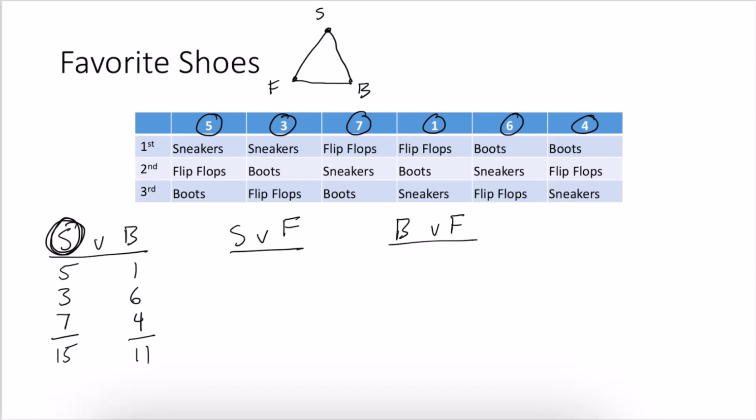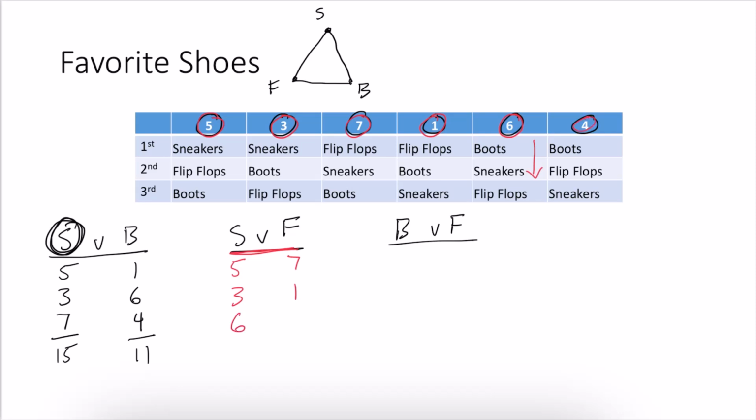For my next pair, if I'm doing sneakers versus flip-flops, again, these 5 and 3 votes will go to sneakers because both of those columns voted for sneakers first. These 7 votes and this 1 vote will go to flip-flops because those are the first choice. And then these 6 votes will go to sneakers because even though boots are the first choice, we're not looking at boots. We're only looking at sneakers versus flip-flops. And as I look down, I see that sneakers come before flip-flops. So those 6 votes will go to sneakers.